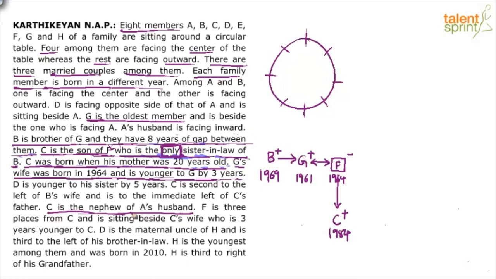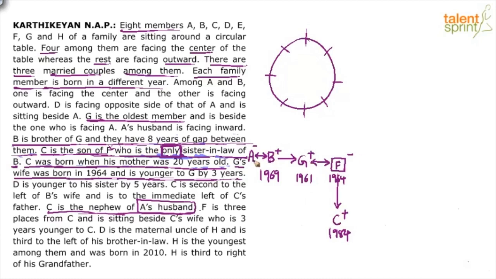But here it says C is the nephew for A's husband. I know that from the diagram C is the nephew of B. But the data says C is the nephew of A's husband. So can you say A's husband and B are the same person? Yes or no? According to the diagram, C is the nephew of B. So we can now conclude that A's husband is B. And you see, A and B is a married couple. Now you can connect. A's husband is B and B's nephew is C.